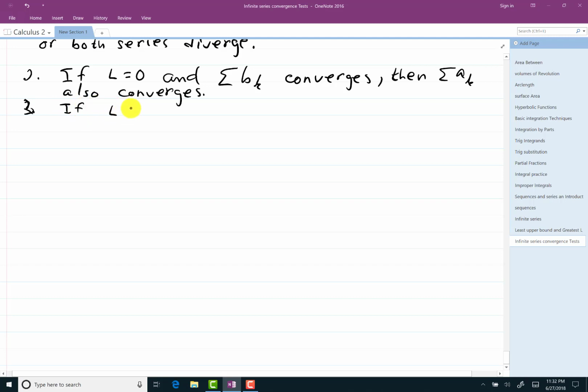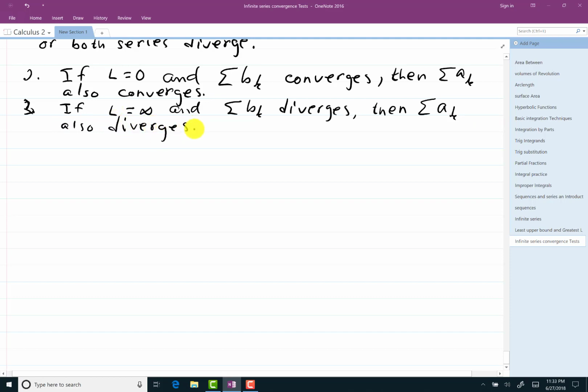If L equals infinity and B_k diverges, then A_k also diverges. So I'm not really doing a complete proof. Let's call it a proof outline. I think your book uses that term, so I'll do the same thing.